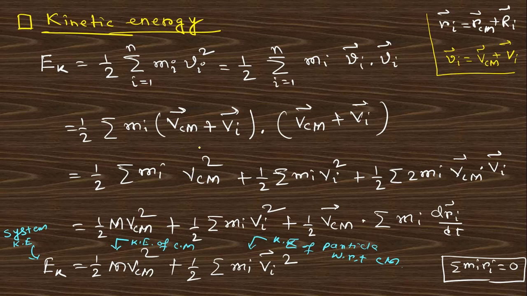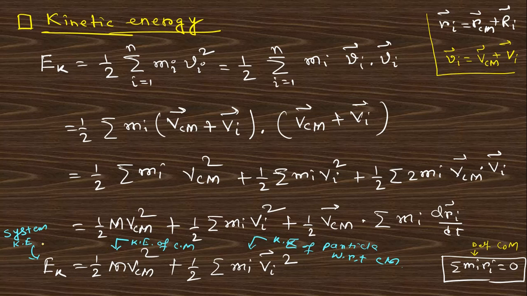Just take the dot product, you will get this term, that term, and this term. This will give you 0 because the summation mi Ri will be 0. This is the definition of the center of mass. Clear? This is the definition of the center of mass. The moment of mass will be 0, right?